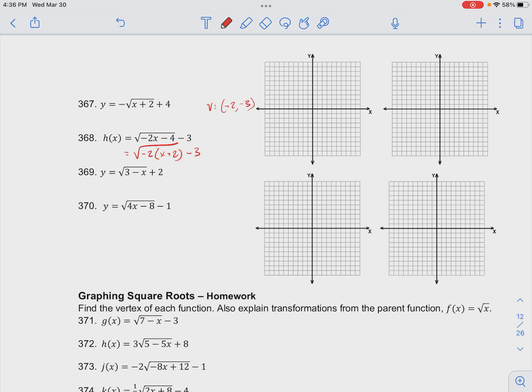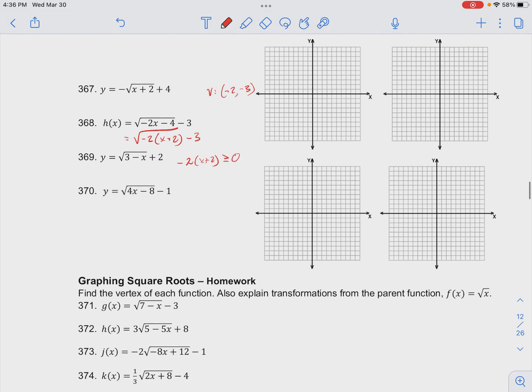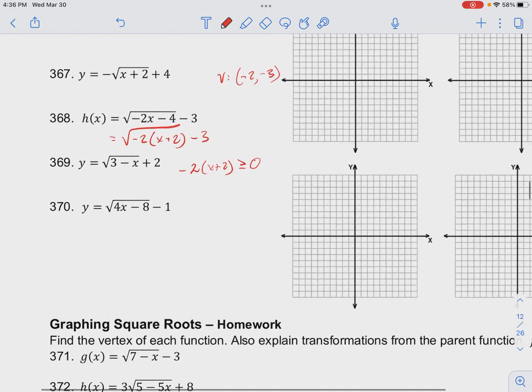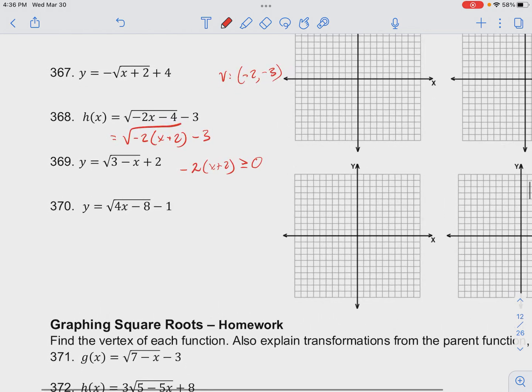Now we can find the domain and range for the function. So the domain is going to be given by when our radical, so what's under the radical, cannot be less than 0, so it can be only greater than or equal to 0, because we cannot have negative under a radical. And so dividing by negative 2, we have that x plus 2 is less than or equal to 0. So this means that x is less than or equal to negative 2.